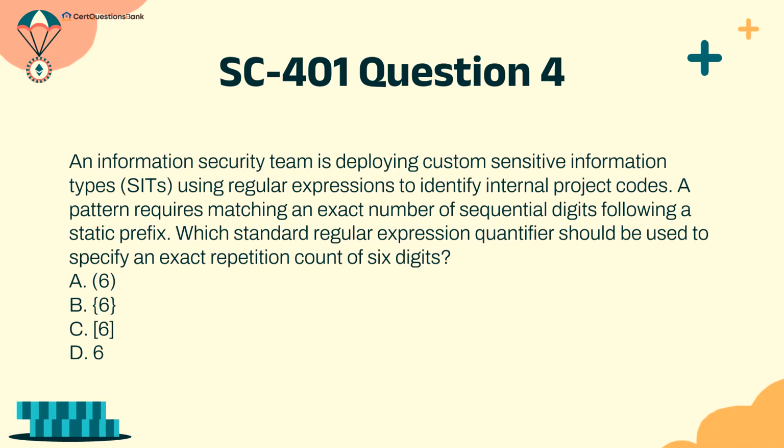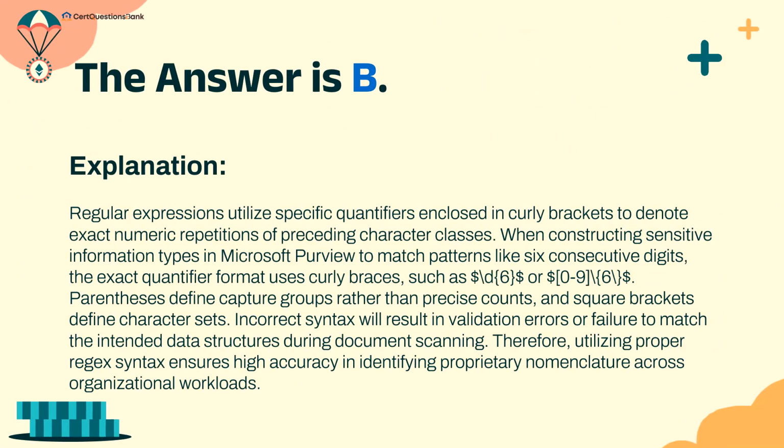An information security team is deploying custom sensitive information types, SITs, using regular expressions to identify internal project codes. A pattern requires matching an exact number of sequential digits following a static prefix. Which standard regular expression quantifier should be used to specify an exact repetition count of 6 digits? The answer is B.